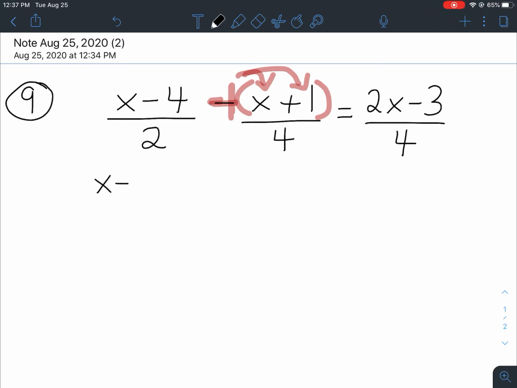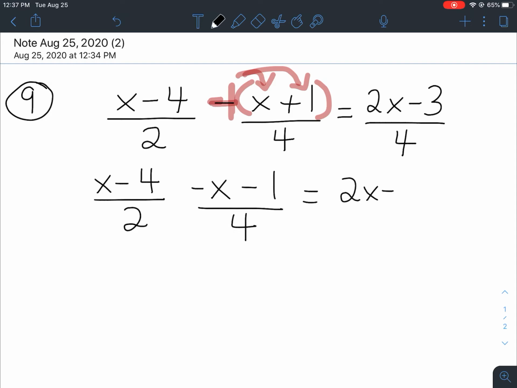So what we're going to do is rewrite the problem. In that second part there, you're going to distribute that negative to the x. So now it's going to be minus x, and then it's also going to be -1. And that's still over 4, and that equals 2x minus 3 over 4.